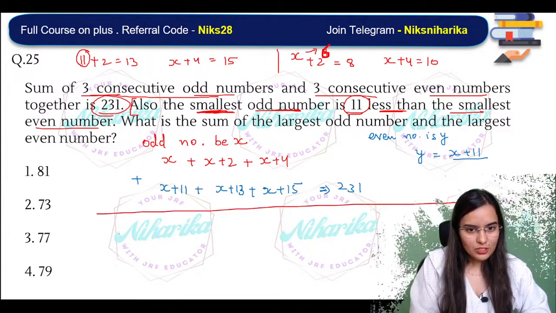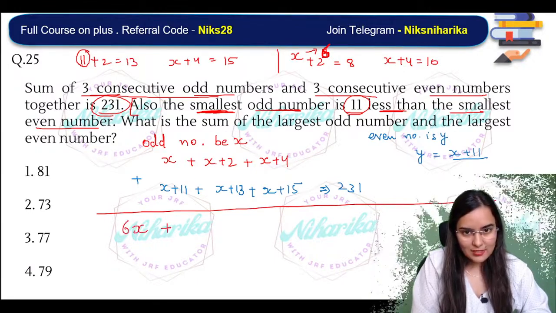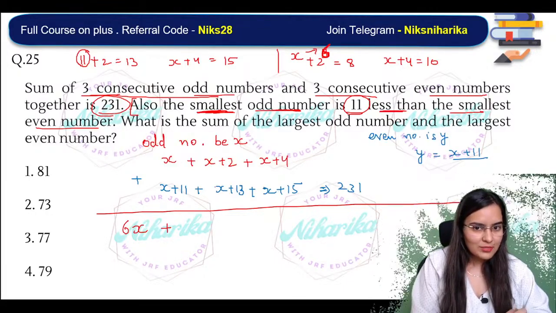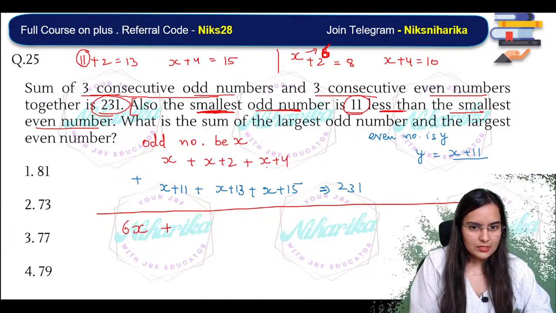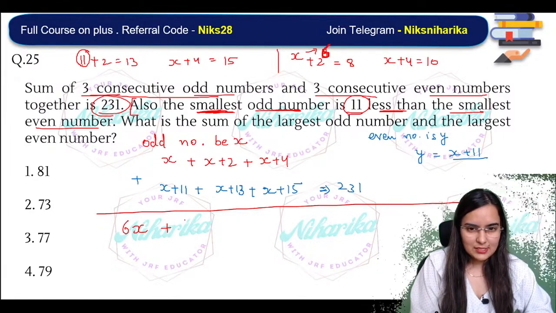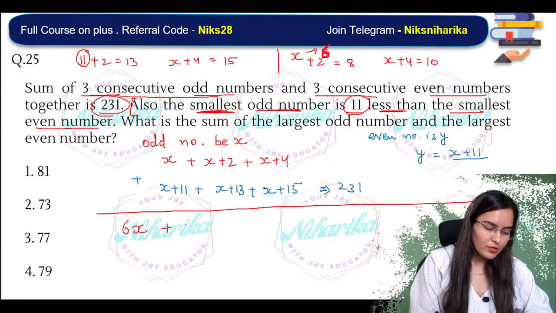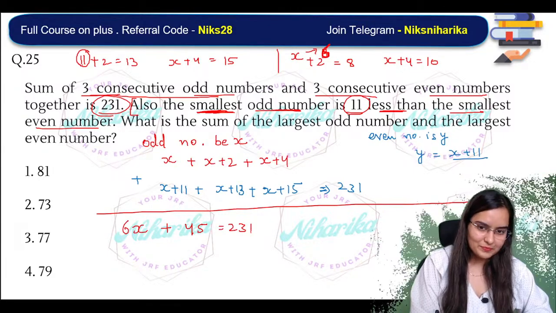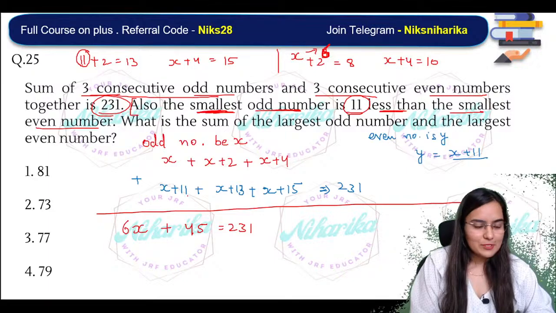Now add them all. So this will be 6x plus, you add x, 1, 2, 3, 4, 5, 6, and add the numbers, that is 11 plus 15 plus 13 plus 2 plus 4, that will be equal to 45, okay, equal to 231. Okay, next. Chanmukha, have you understood x plus 11?